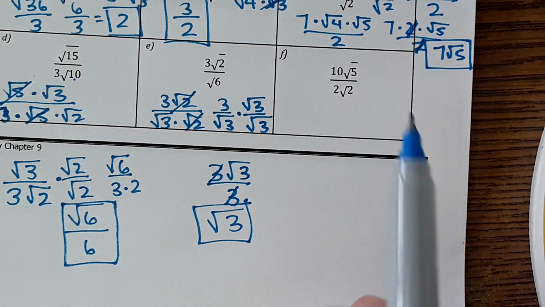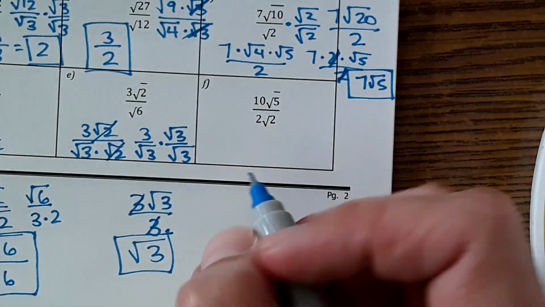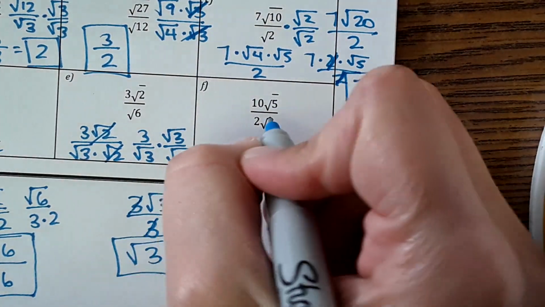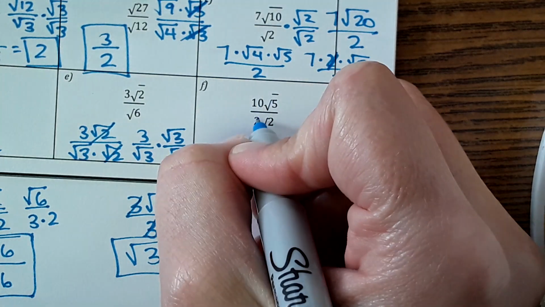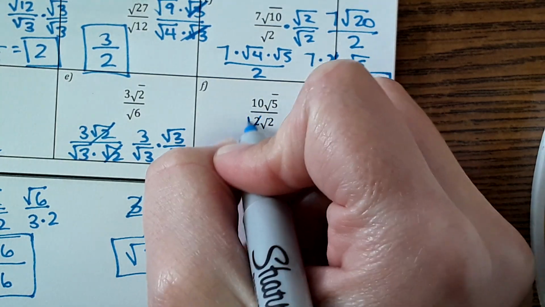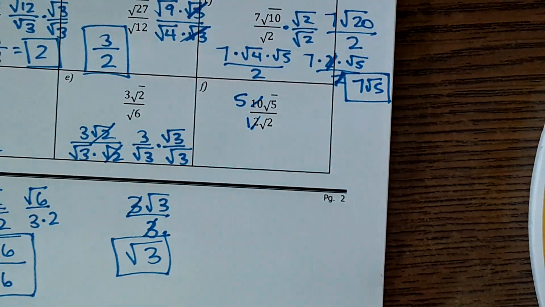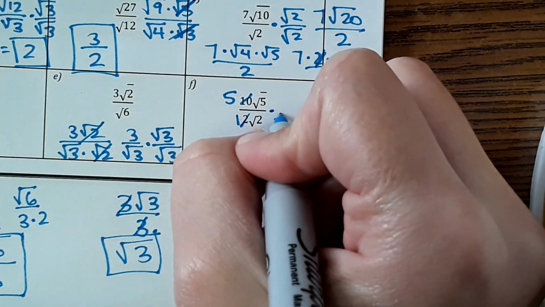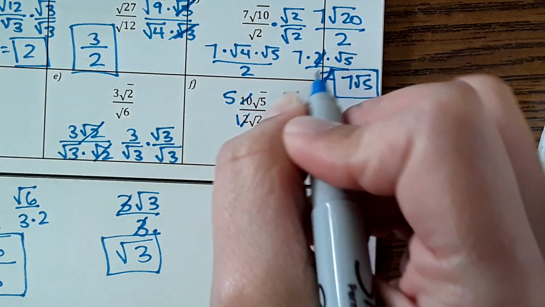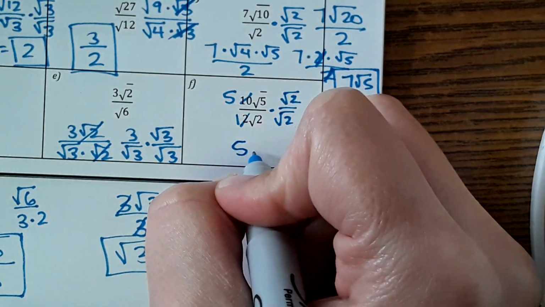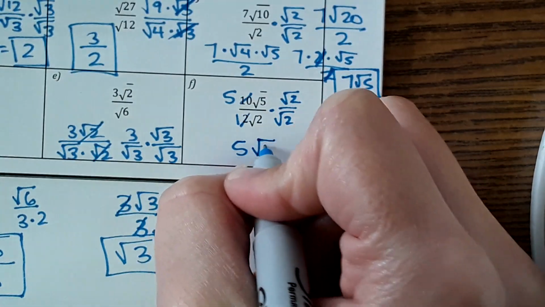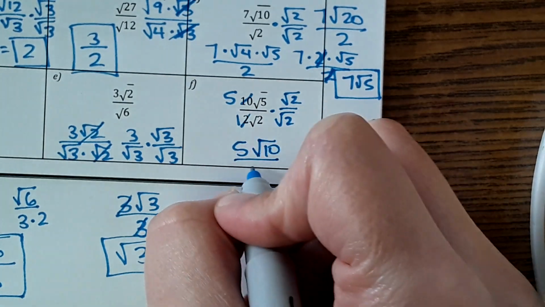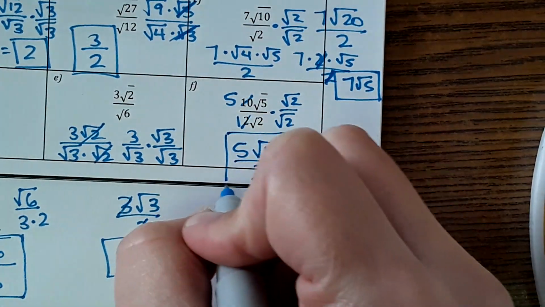Okay, then for F, let's see, we could simplify this, the 10 and 1, or to 1 and 5. And then getting rid of the square root of 2, multiply by square root of 2 over square root of 2. I get 5 square root of 10 over 2. And we're done.